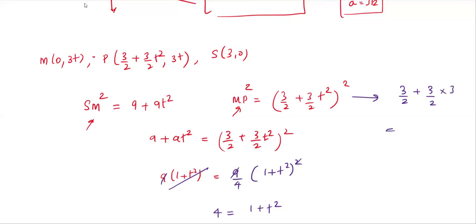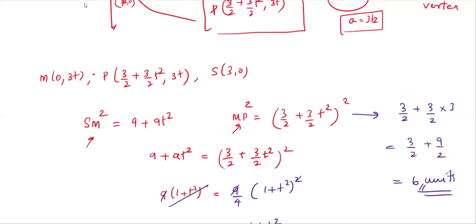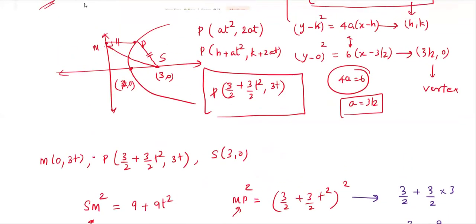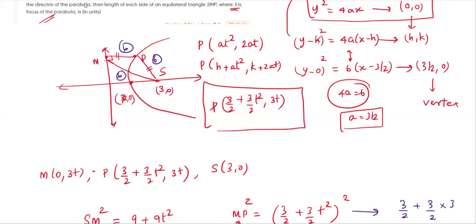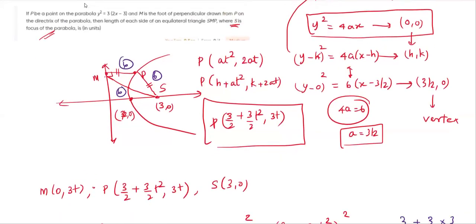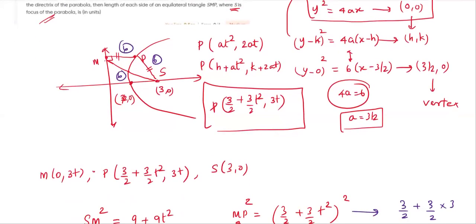So can you calculate what you will get here? 3/2 plus 9/2, which is 12/2, which is 6 units. So 6 units will be the length of the side of the triangle, if it is an equilateral triangle. Obviously these are equal, so all three sides will be 6 units each if the question satisfies this condition. Okay, I think the question is clear to you. Okay, on to the next question.